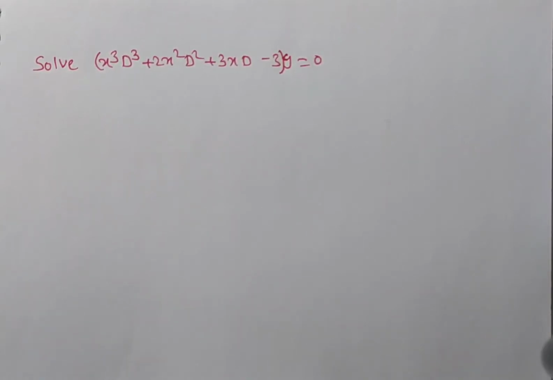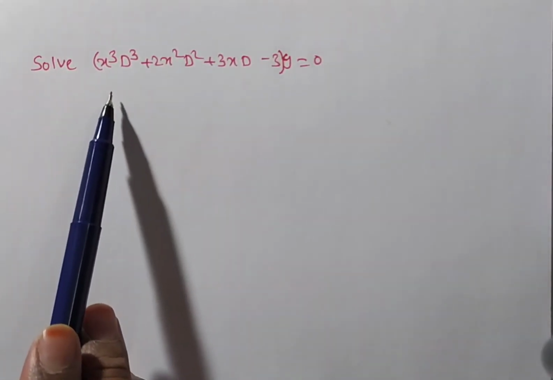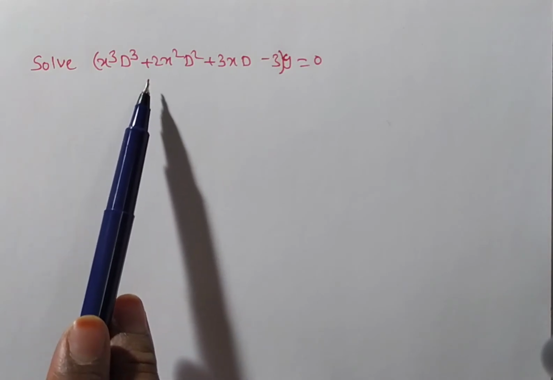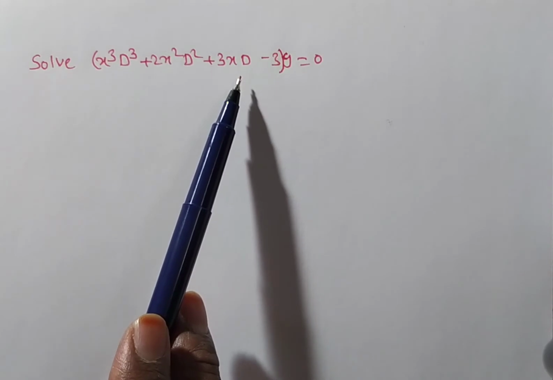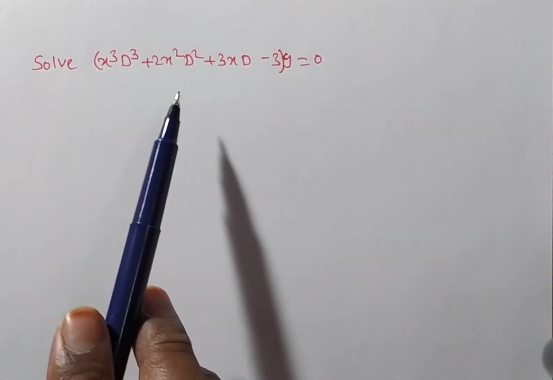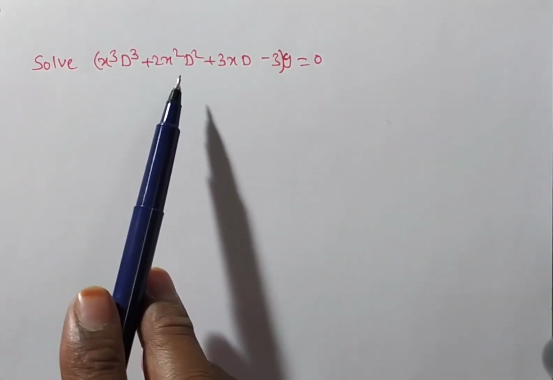Friends, the given problem is to solve (x³D³ + 2x²D² + 3xD − 3) y = 0. By observation, we can say the given differential equation is in operator form.